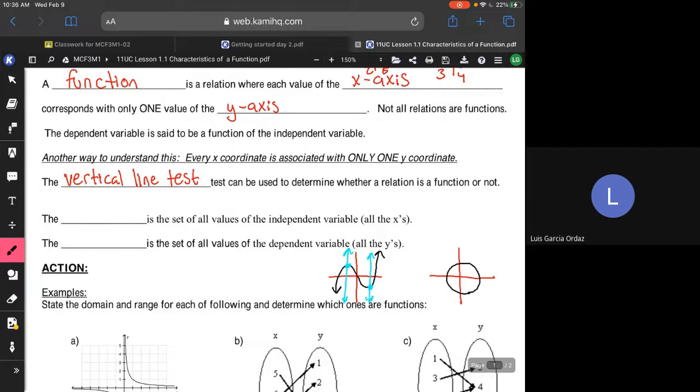So is my first graph a function? Yes. Good. Now let's go to my circle. If I draw a vertical line straight down, how many points does it hit on that graph? 2. So is this a function? No, not a function. So this is not a function.